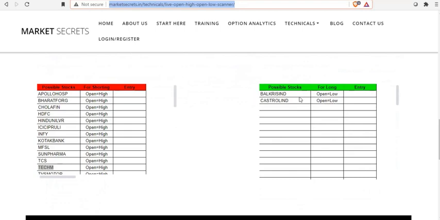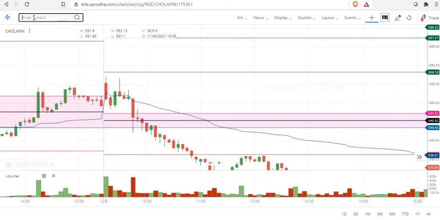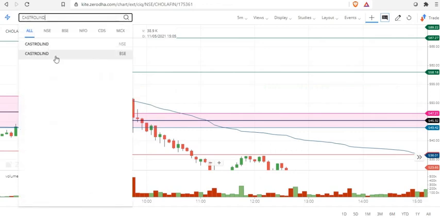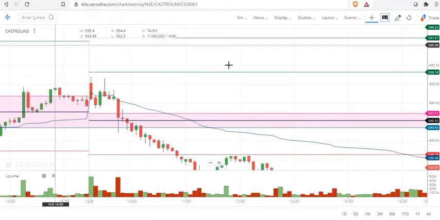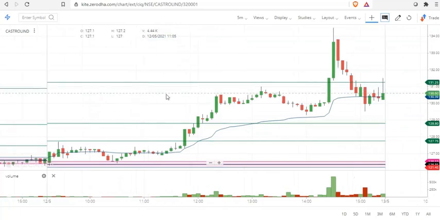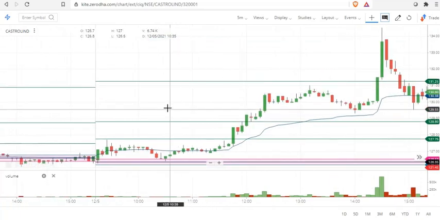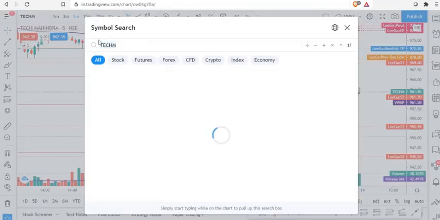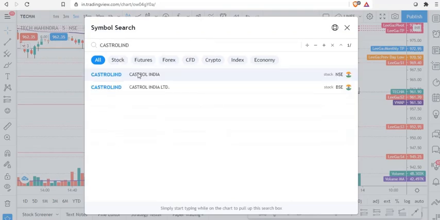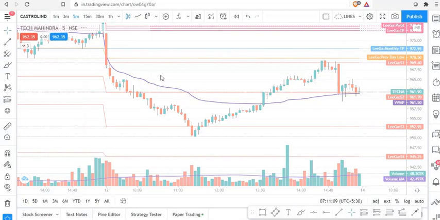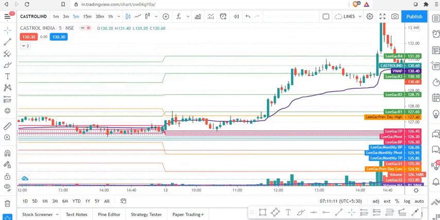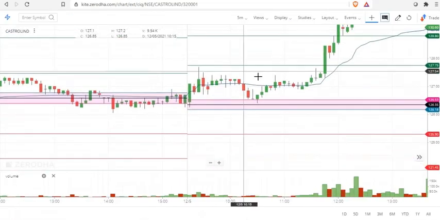So this is yesterday's open is equal to low, open is equal to high. Open is equal to low. We can check for Castrol India. Okay, this is Castrol Industries. First we confirm whether the open is equal to high or open is equal to low is correct or not.